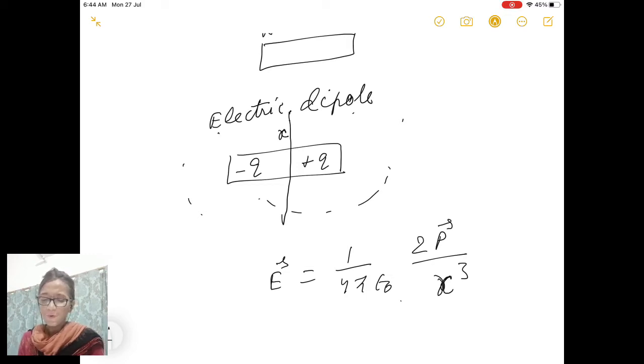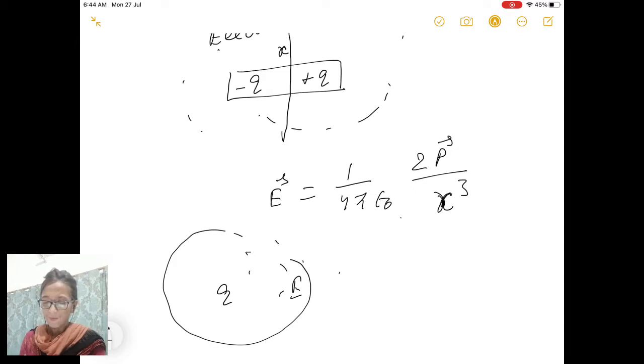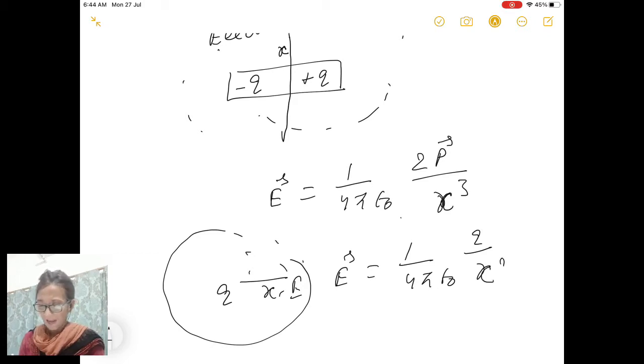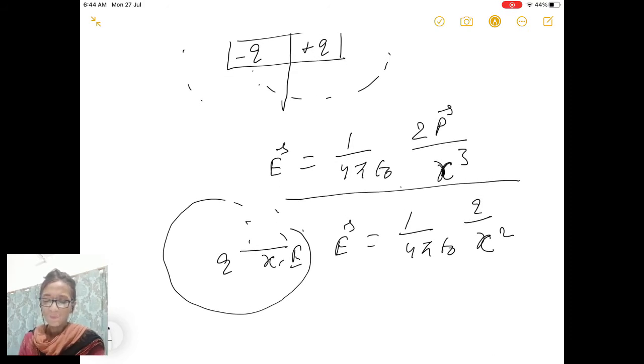Here the electric dipole is not the elementary source of charge. The elementary source of charge is only a single charge, because a single charge also produces an electric field in its vicinity, and that electric field is given by 1 upon 4 pi epsilon naught q upon x square, if the distance is x. So a dipole is not the elementary source that produces the electric field. The elementary source that produces electric field is a single charge.